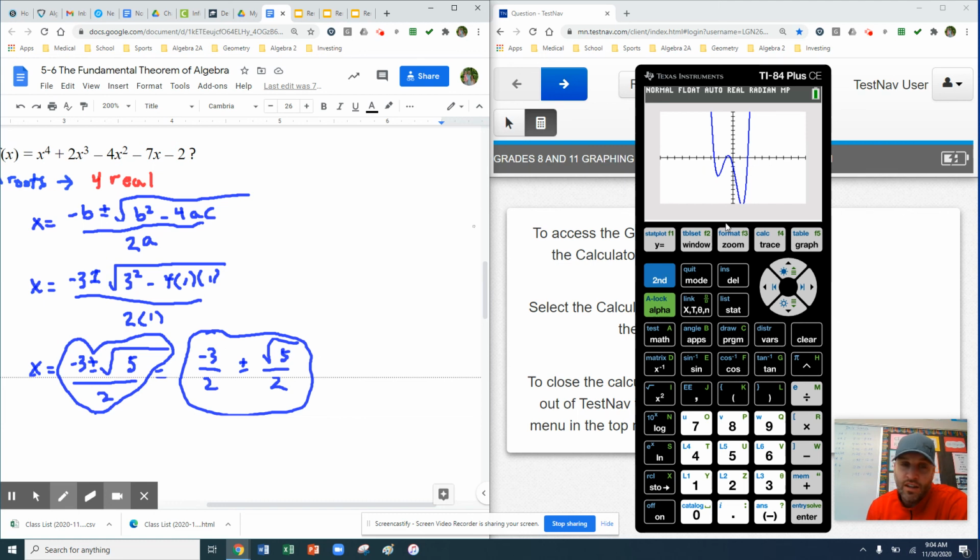We can also see that on our graph over here. So technically our final answer then is the roots of -1, 2, and -3/2 plus or minus the root of 5 over 2. So there are all 4 of those real roots. There they would be. So from there, we've got all 4 roots accounted for since it's a degree 4.